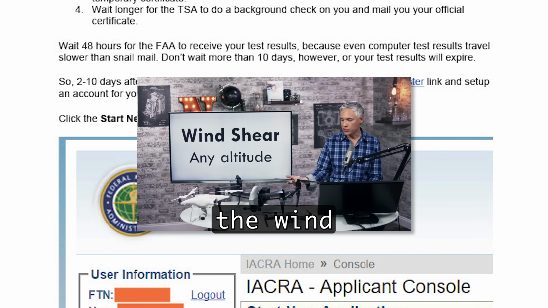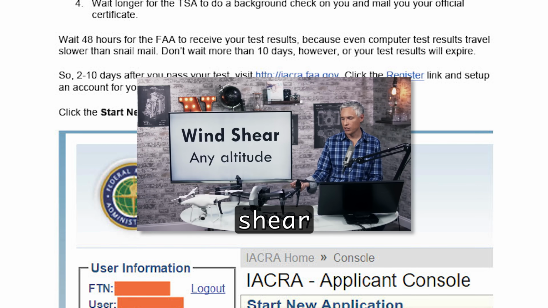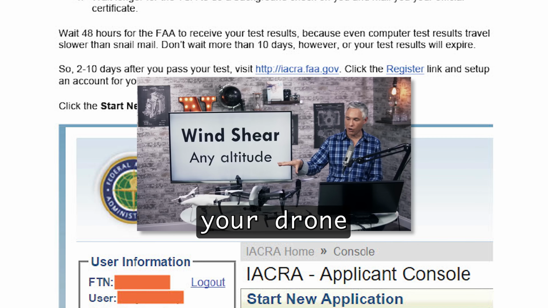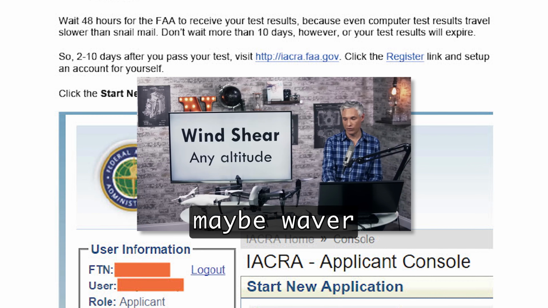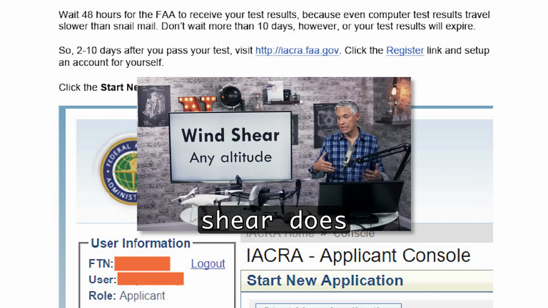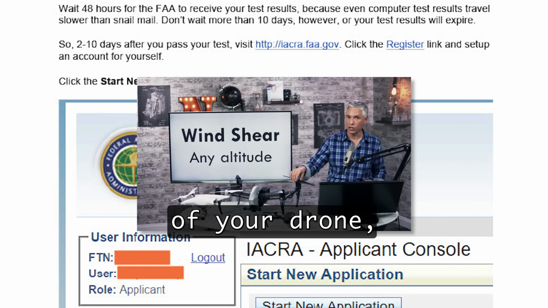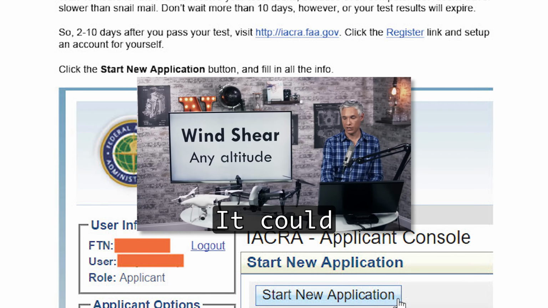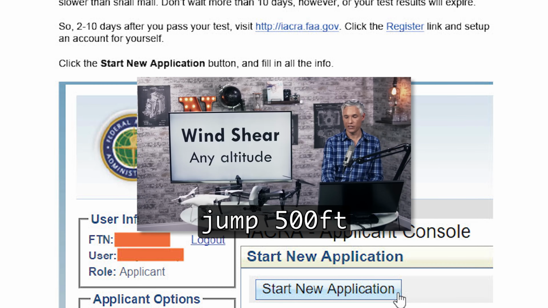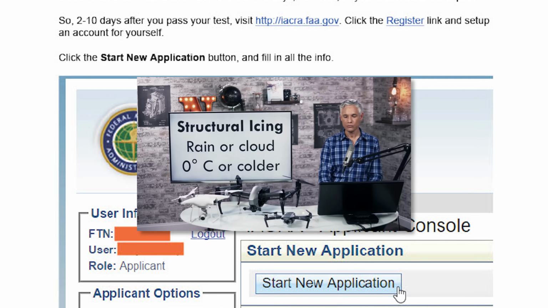Now, in practice, as long as the wind shear doesn't exceed the maximum speed of your drone and the drone has GPS and stuff, it's probably just going to hold mostly steady, maybe waver a little bit. But if the wind shear does exceed the maximum speed of your drone, it could get pushed beyond where you expect it to be. It could just suddenly take a jump 500 feet east, something like that.